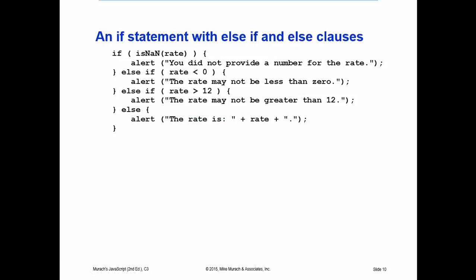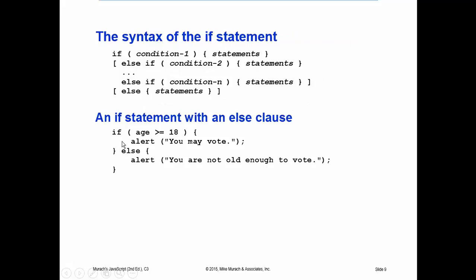What if there are a bunch of choices? So here, this says if you put in something non-numeric, put in this. If you put in something negative, put in this. If you put in something greater than 12, put in this. Otherwise, this. So it's this, or this, or this, or this. The idea with an if is if the if is false, you do the else. If the if is true, you skip the else.